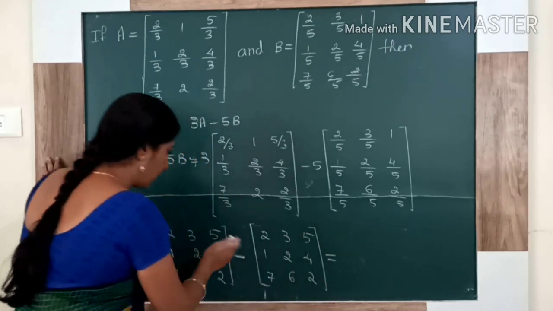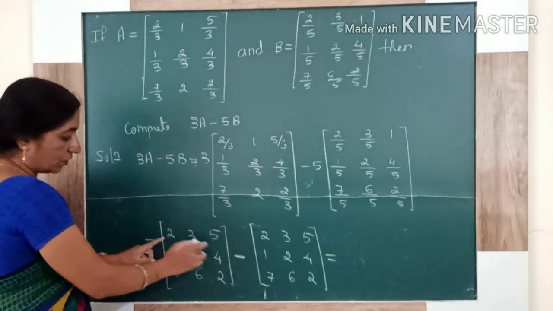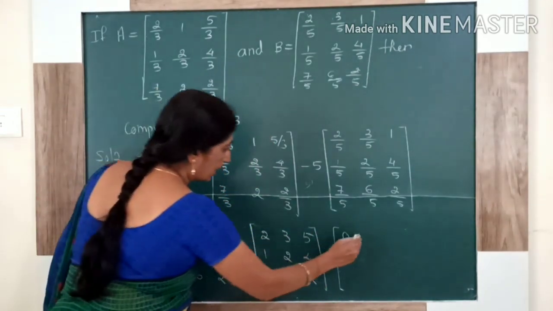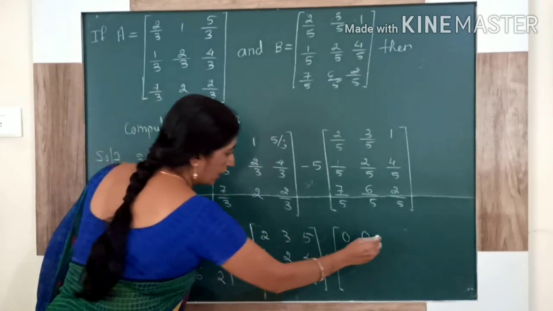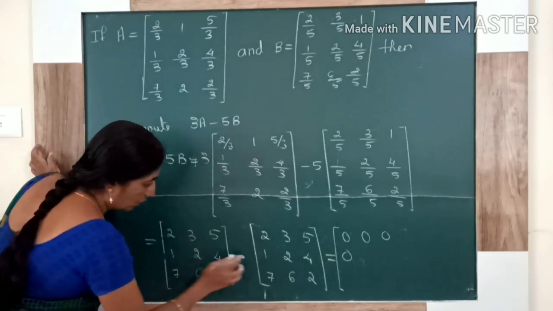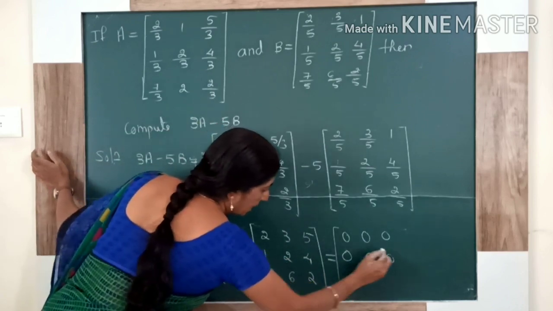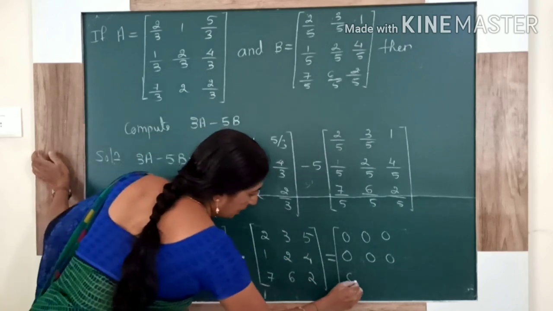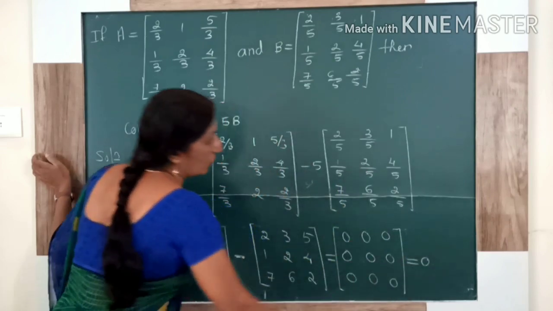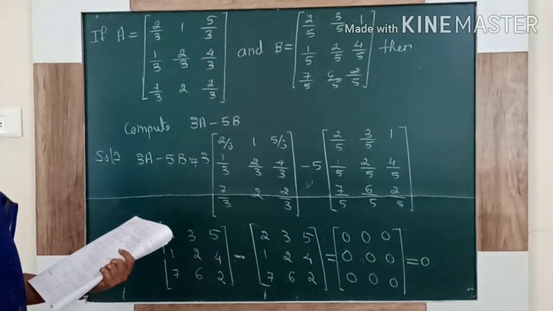Now just go for corresponding element subtraction. 2 minus 2 will be 0. 3 minus 3 will be 0. 5 minus 5 will be 0. Like that, 1 minus 1 will be 0. 2 minus 2 will be 0. Then 4 minus 4 is again 0. Similarly, the remaining three are also 0. So finally, you got the answer 0. See, is it simple or what? Next example.